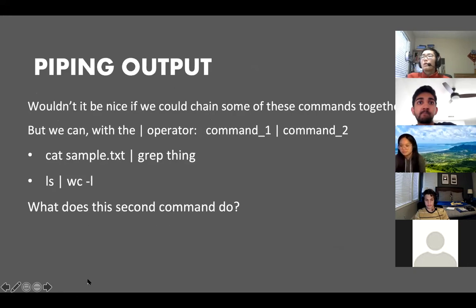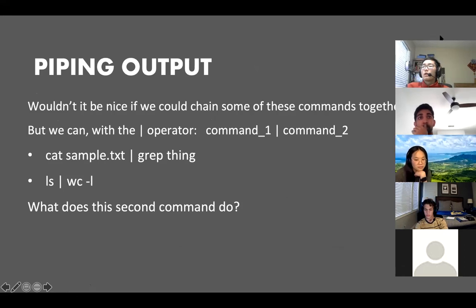So there's something called piping output that we can talk about as well. And this is how we sort of chain commands together. I don't know if anybody's considered this before, but it would be nice if we could take the output directly from one command, say our sort command, and then pipe it directly into another command, say the word count command. So let's see how that looks.